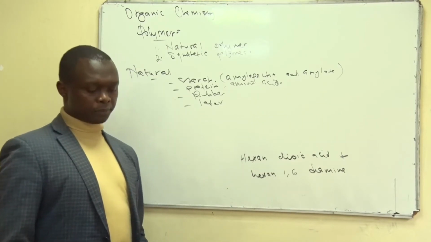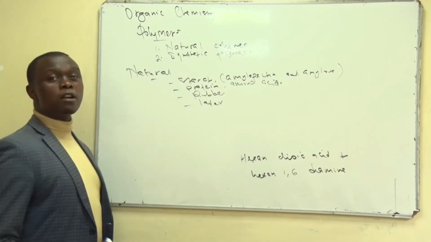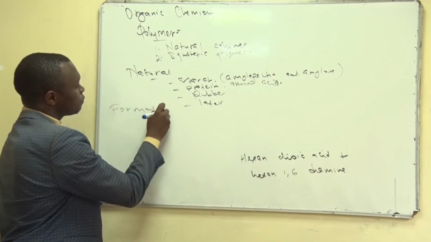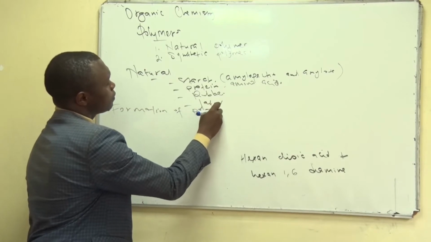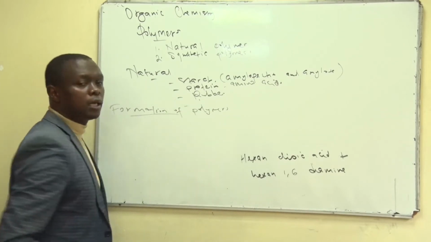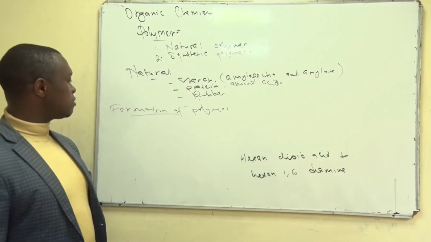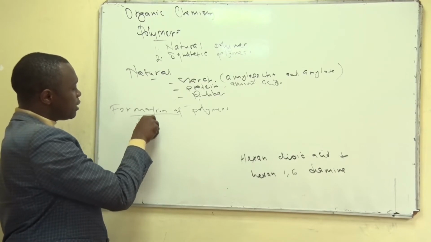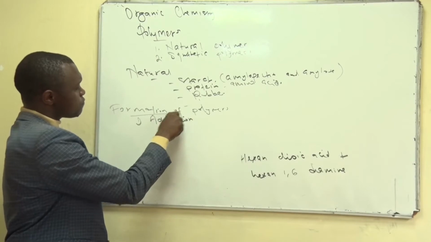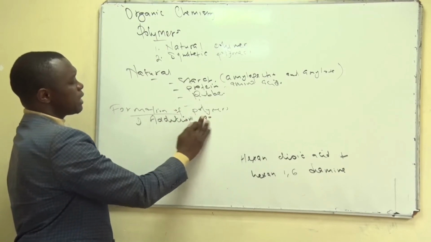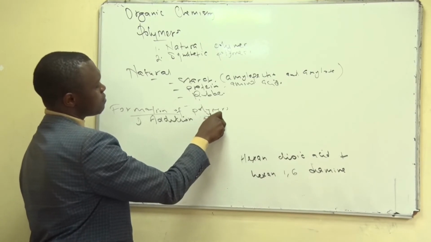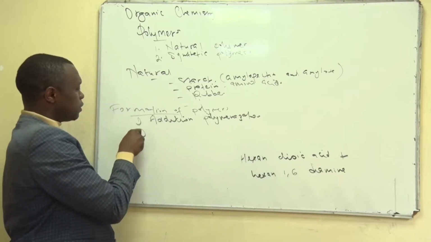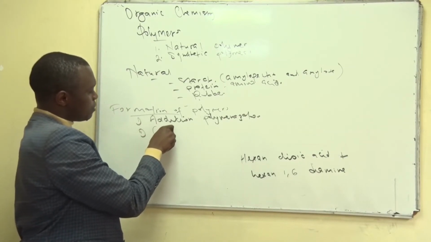Now I want us to look at the formation of polymers. How are polymers formed? Polymers are formed in two main ways. Number one is what we call addition reaction, or addition polymerization. Then number two, we have condensation polymerization.